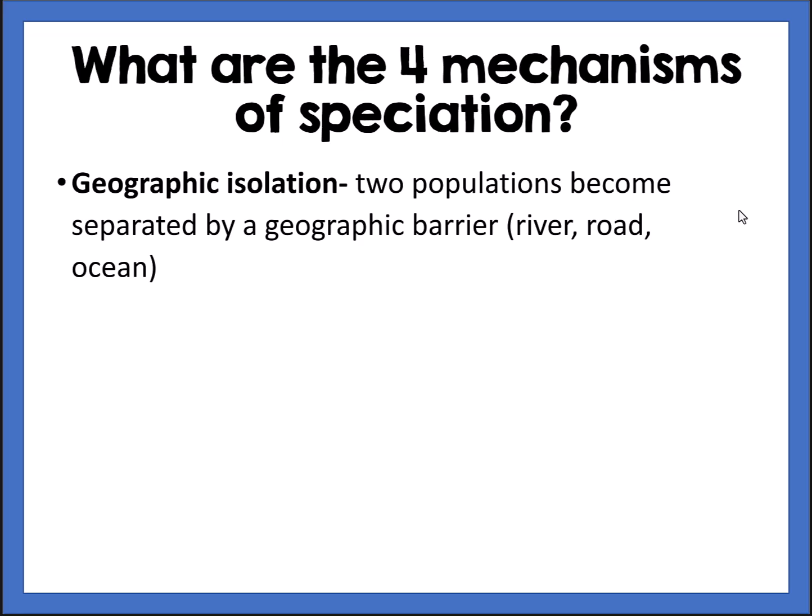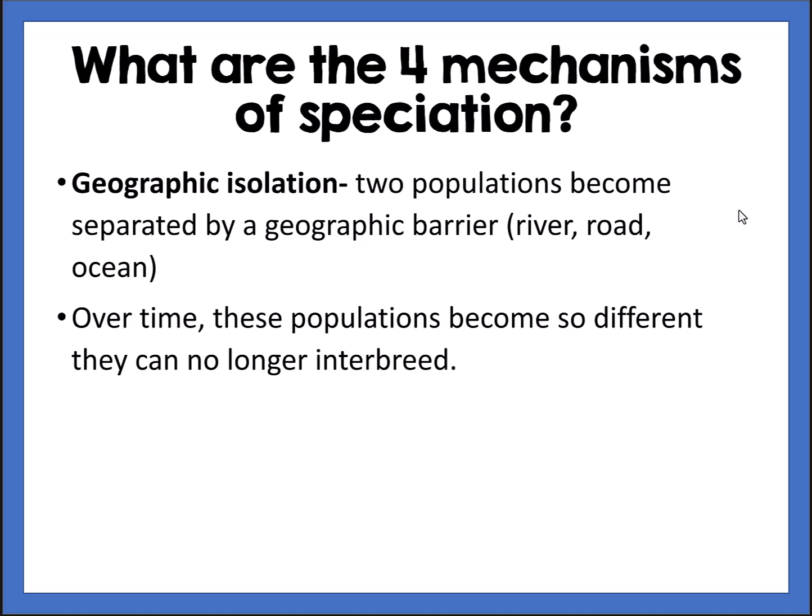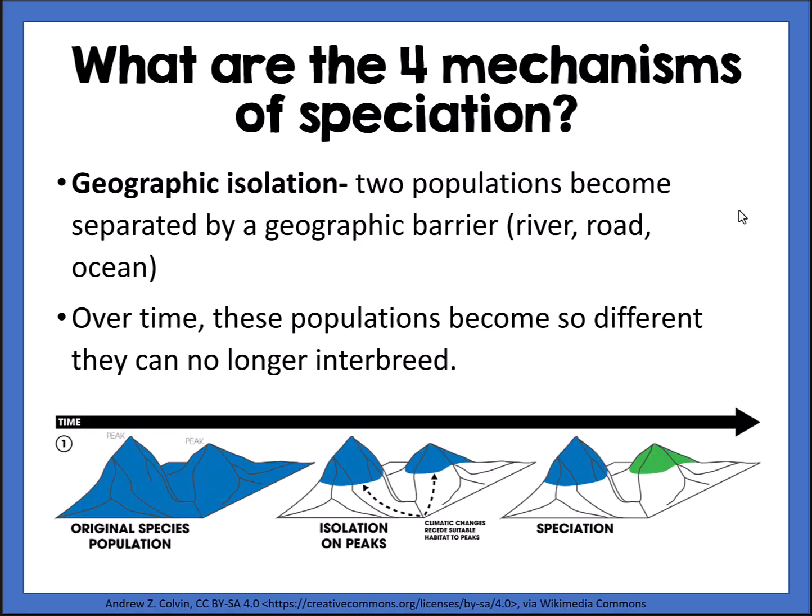Geographic isolation is when two populations become separated by a geographic barrier. A river, a road, or an ocean, for example. Over time, these populations become so different that they can no longer interbreed. That might be because there are different allele frequencies in those two populations when they separate, or maybe they adapt to their new regions differently until, through natural selection, they become so dramatically different that they can't breed with each other anymore.